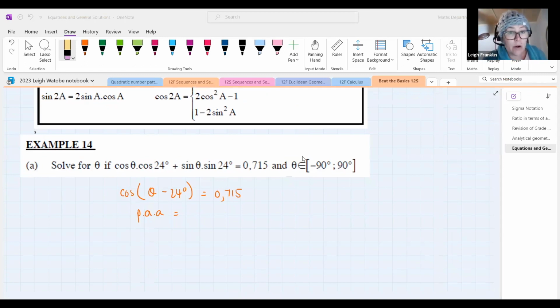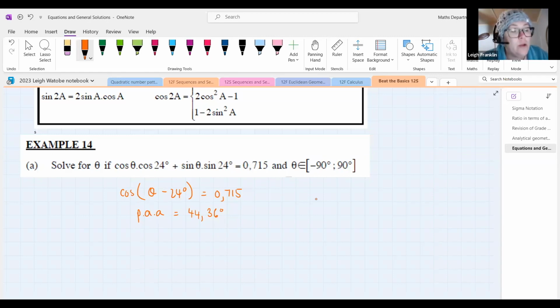Okay, so now on our calculators, we're going to find our PAA or our RA. We're going to go shift cos, and we're going to put in that value of 0.715. And we get an RA or PAA of 44,36, rounded correctly to 2 decimal places. Your ratio is positive. So there are 2 places where cos theta is positive, 2 quadrants. Quadrant 1 and quadrant 4.